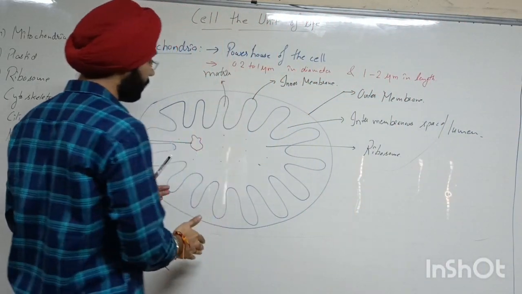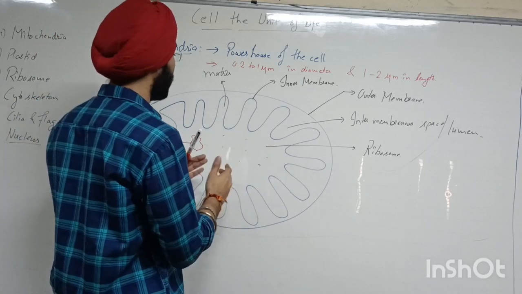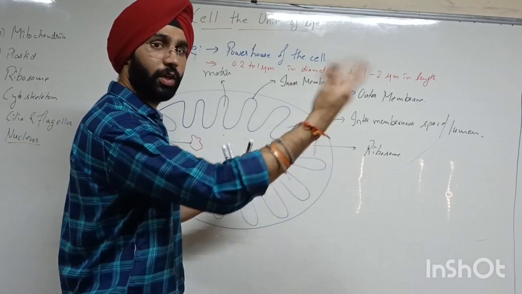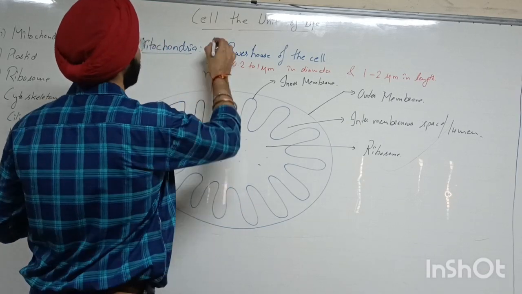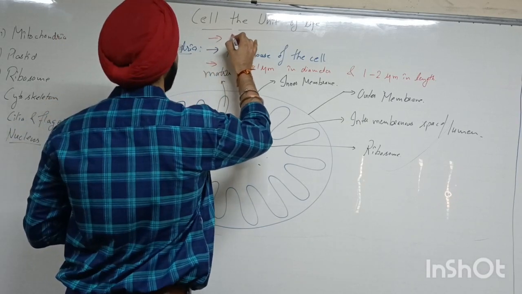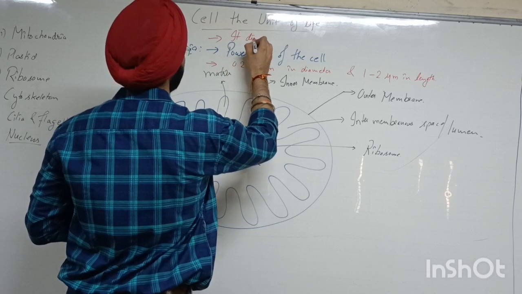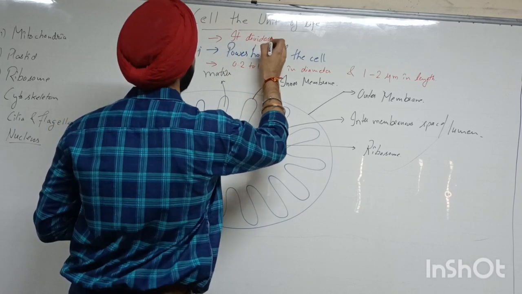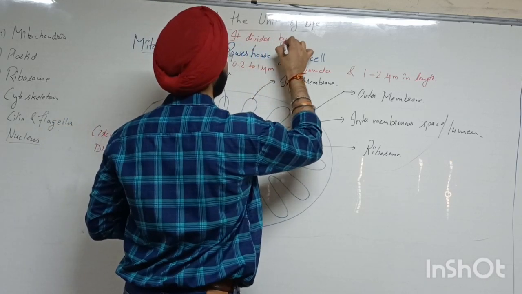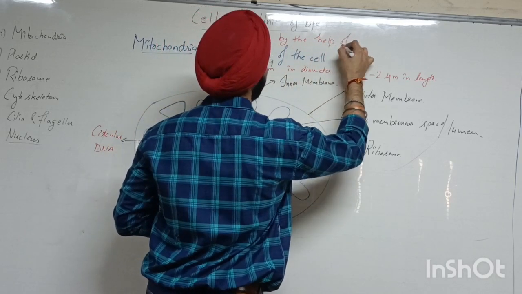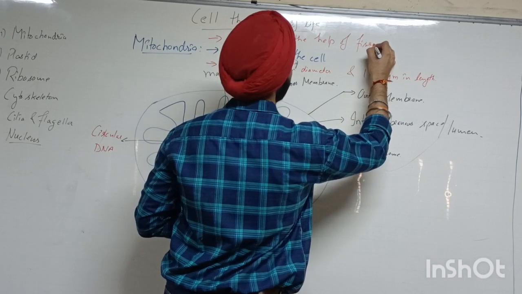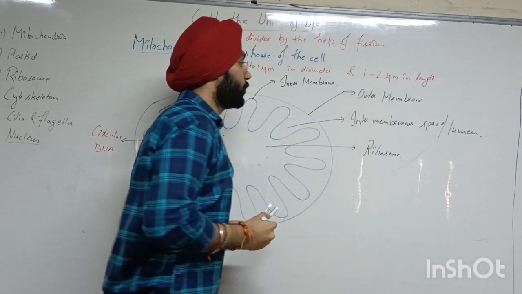Mitochondria just split from between two halves and divide into two, and one mitochondria gives rise to another mitochondria. So that is how the fission works. So here is the next point. It divides by the help of fission. Is that clear to you?